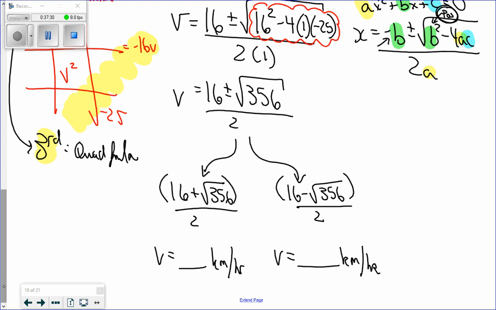Okay? Melissa, what did you get for the 2 answers? Okay, so nearest the whole number. And then for the other one? Okay, since we're talking about speed, does one of these answers not make sense? So we just cross it out. That's our extraneous answer.